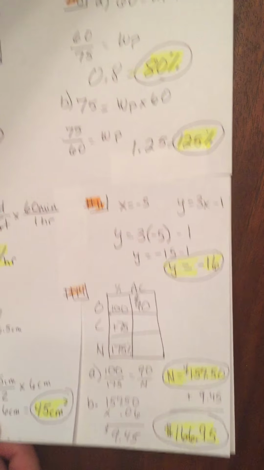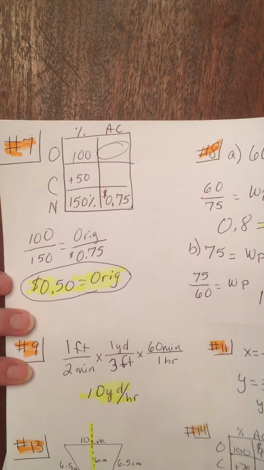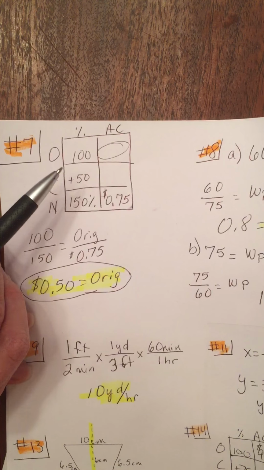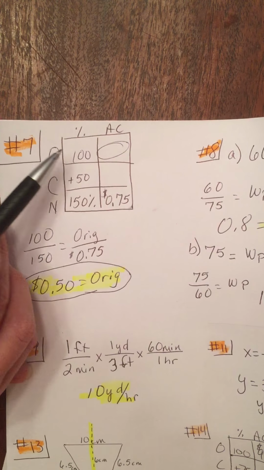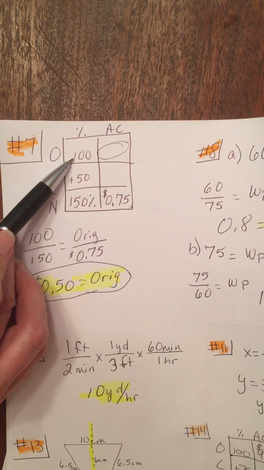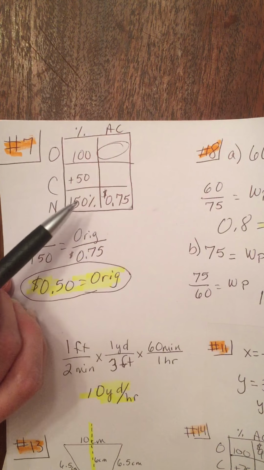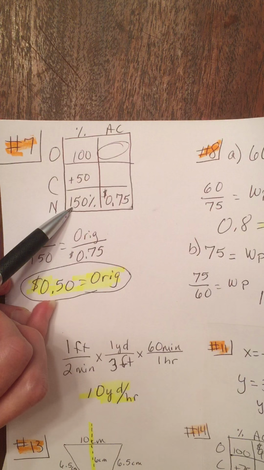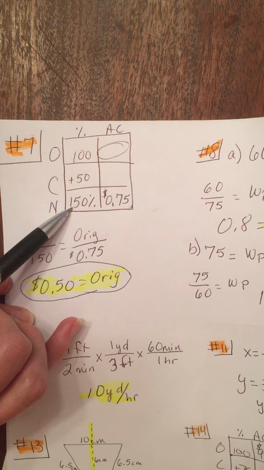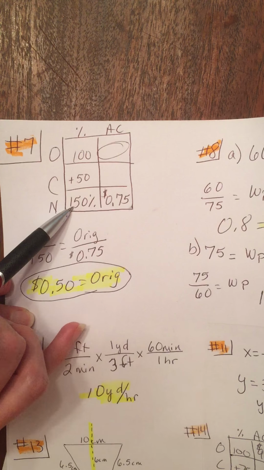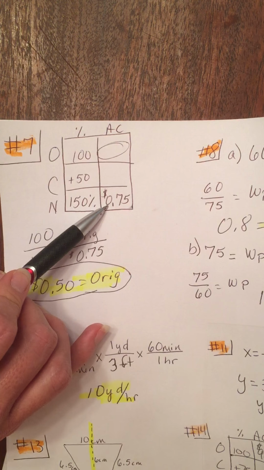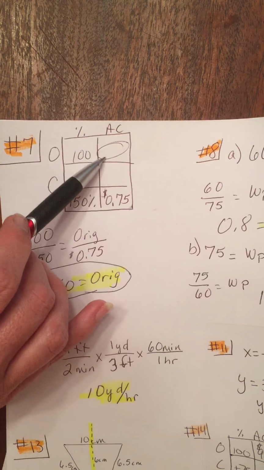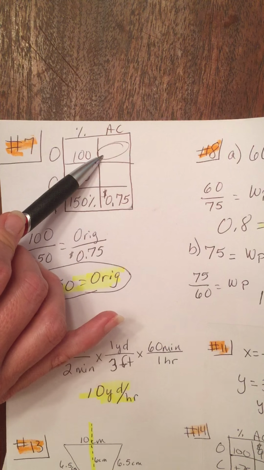Okay, number 7. It's another original change new. In number 7, it says the price of oranges increased 50% in 1 month. So I had my original percent is 100, and increase of 50 gave me a new percent of 150%. And then it tells me that the price after the increase was 75 cents. So they want to know the price before the increase.